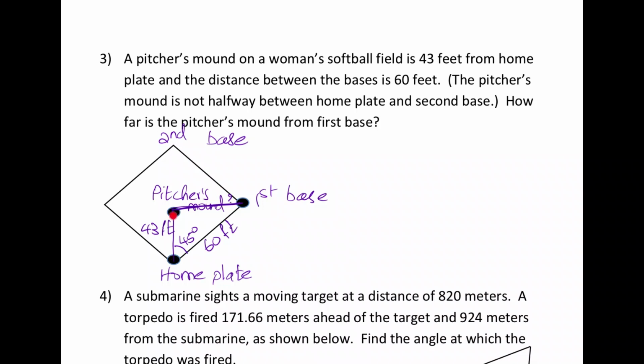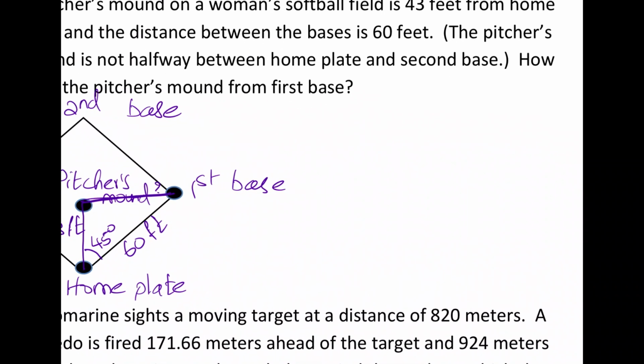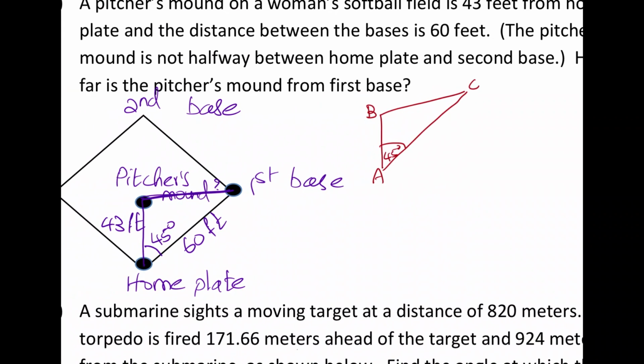Now I'm going to simply take this triangle here and redraw it here so that I can label it as triangle ABC. So here is the triangle we are looking at. We have the 45-degree angle here. Let's call these sides A, B, C. So angle A happens to be 45 degrees. And this 43 feet distance happens to be this side, which is side length C. So C is 43 feet.